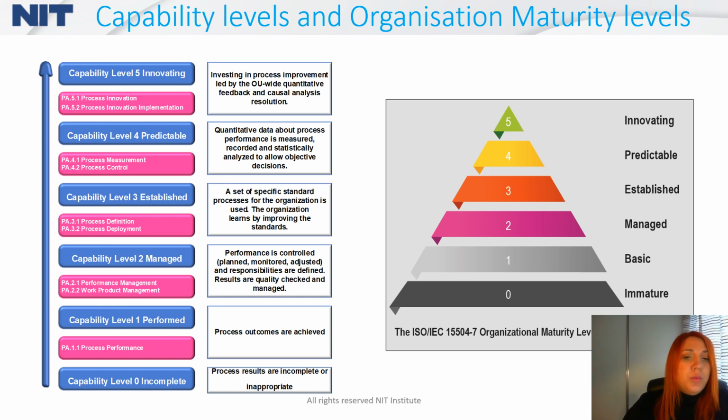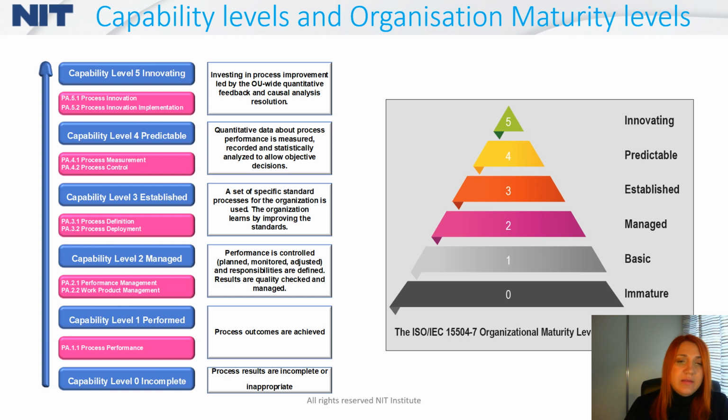We will talk about what the process attributes are later on, but you need to know that on capability level 1, performing, the one that we already discussed through the base practices, you need to have the process attribute which is called process performance. It means that all the outcomes that we mentioned in the previous lectures must be achieved. In the second level, which is called managed, there are two process attributes. One is performance management, and another one is work product management.